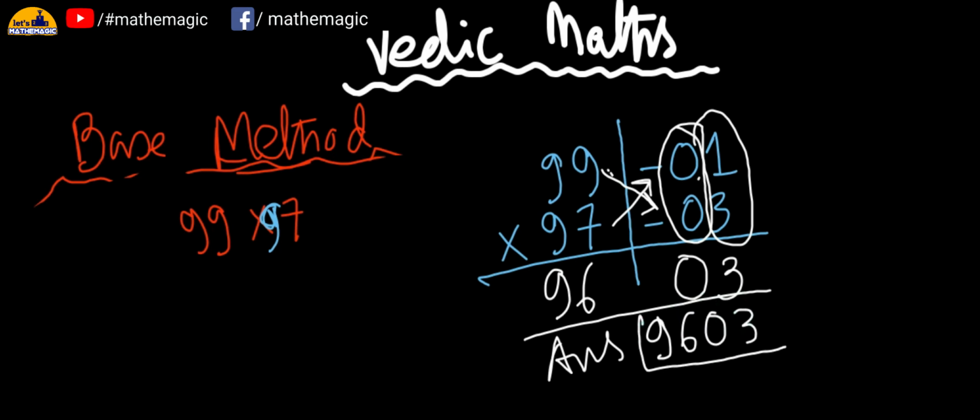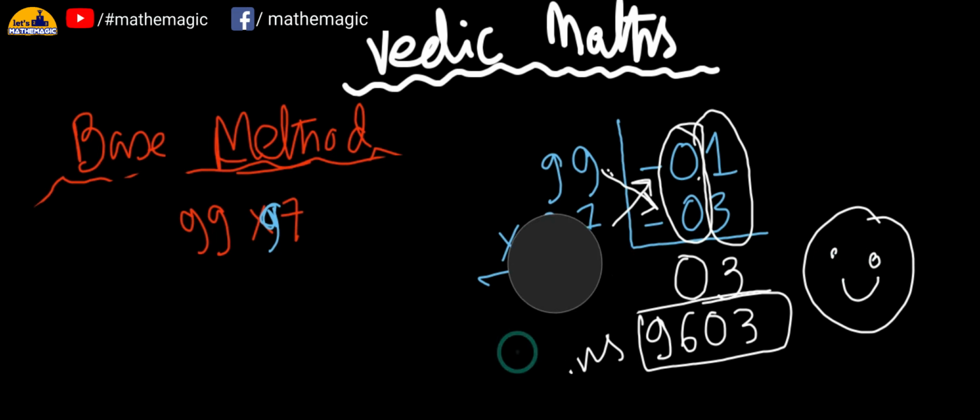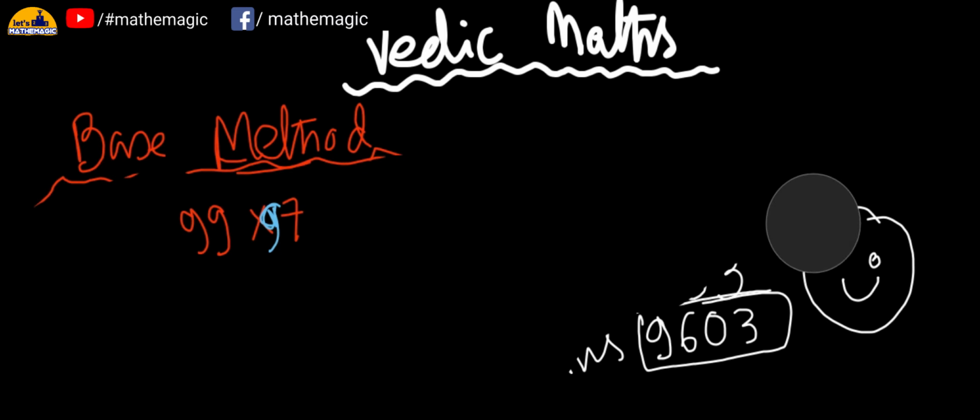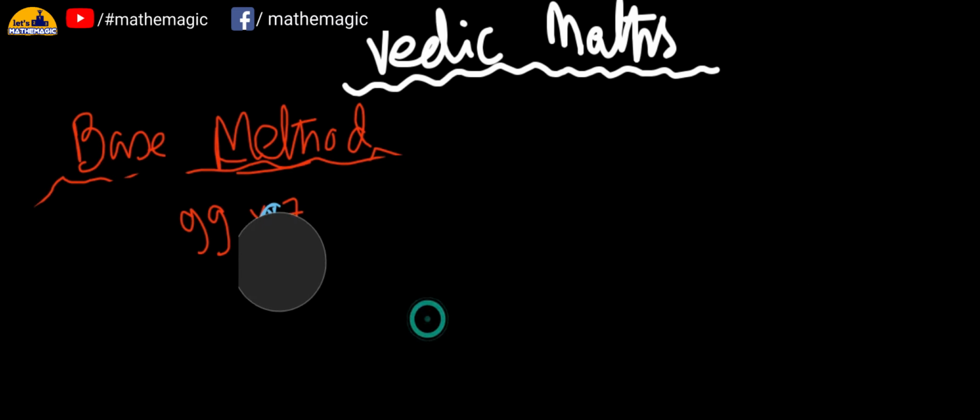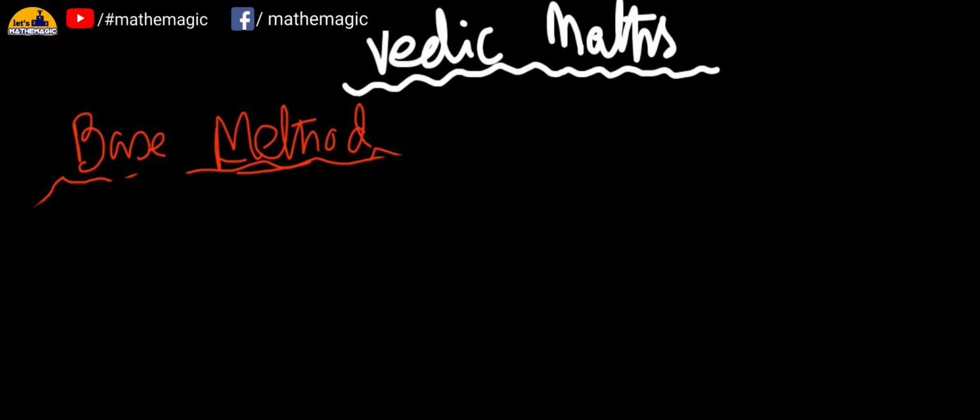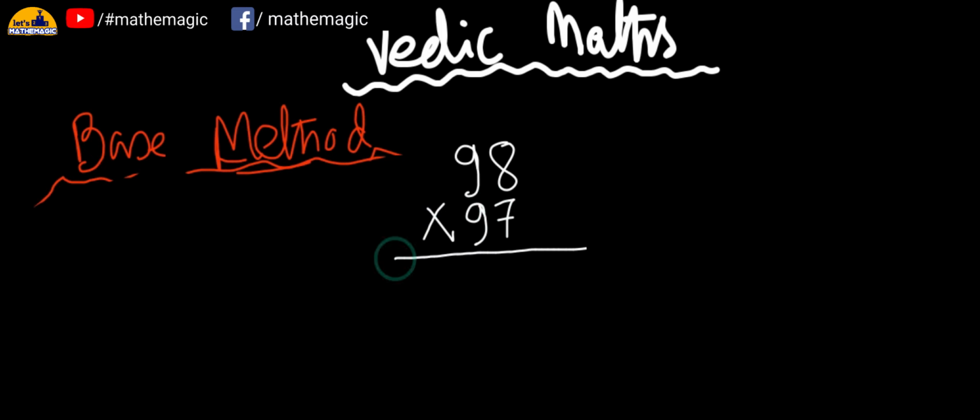Isn't it so easy, guys? And isn't it taking very little time? Okay, so that's the answer, 9603. Okay, so coming to the next example, let me explain the same. The next example is 98 into 97. So let me put it in the vertical form from the beginning.